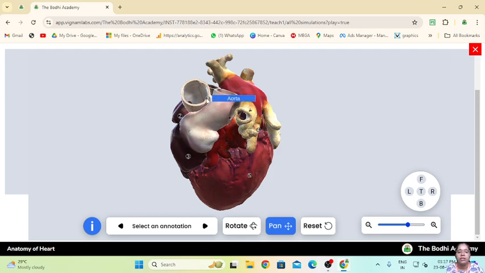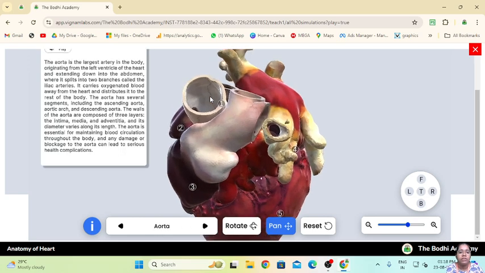So the first part in the heart is the aorta. The aorta is the main artery which supplies oxygenated blood to the various parts of our body. Then comes your right atrium. The heart consists of four chambers: right atrium, left atrium, right ventricle and the left ventricle. So we will study each of the parts in detail. First is the aorta.